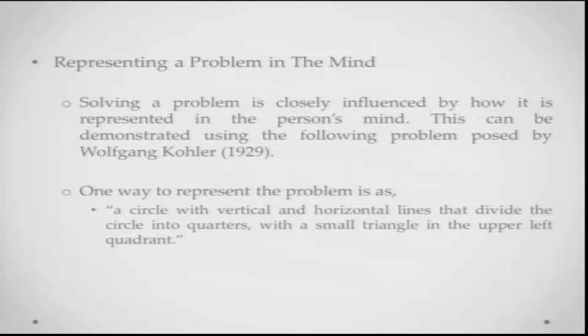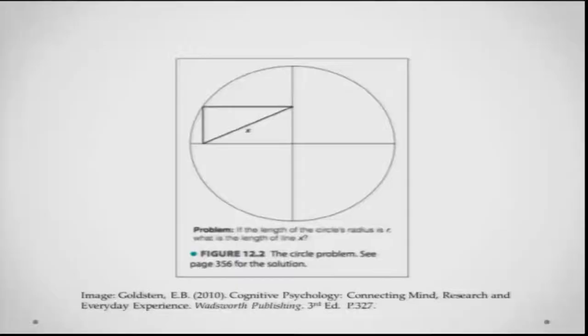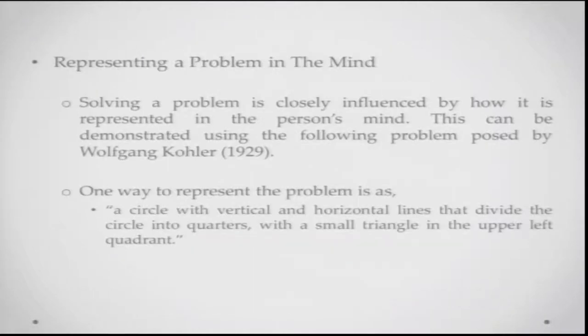One of the ways to represent this problem is: a circle with vertical and horizontal lines that divide the circle into four quadrants, with a small triangle in the upper left quadrant. This is how you can verbally describe it. Now, is this statement of the problem going to be very helpful for you to solve it? You can use this problem slide, go back to this statement and try to figure out whether it is helpful, whether you can solve the problem in such a way.